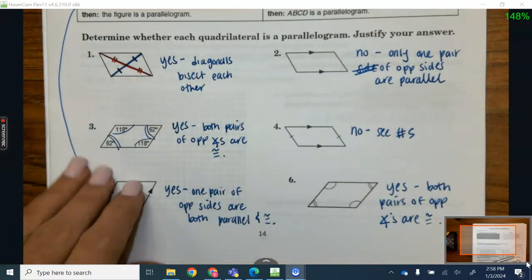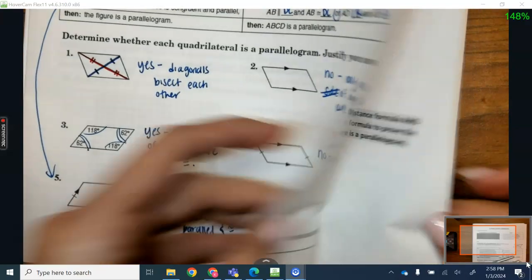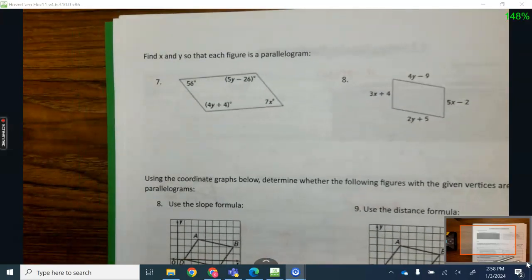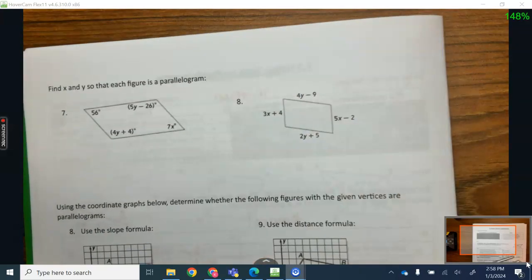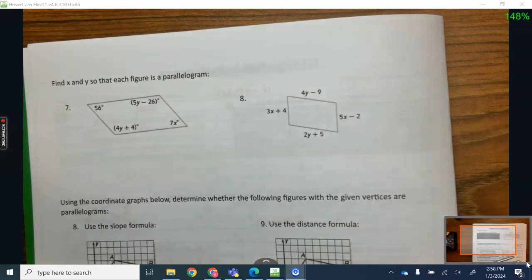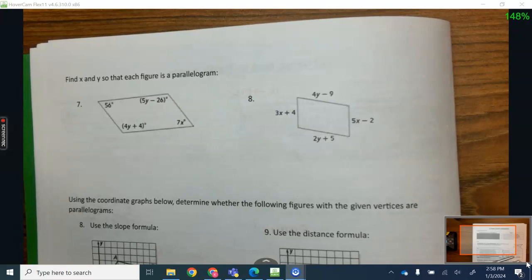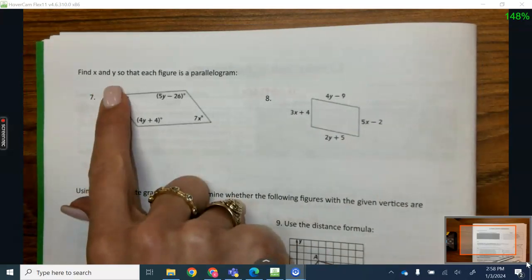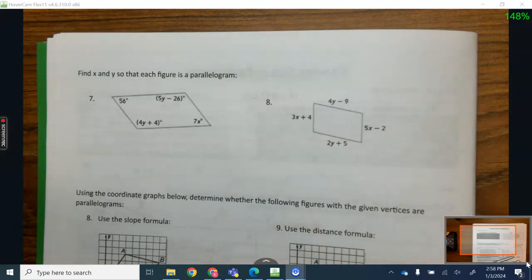So let's go ahead and flip to page 15 in your packet. Now, a lot of the problems are going to be very similar to solving. If I told you that this quadrilateral is a parallelogram, well, then we know all those properties to be true. So a lot of it is very similar to how you solve it. It's just the wording of the question. So it's asking us to find x and y so that each figure is a parallelogram. They want us to prove that this is a parallelogram.